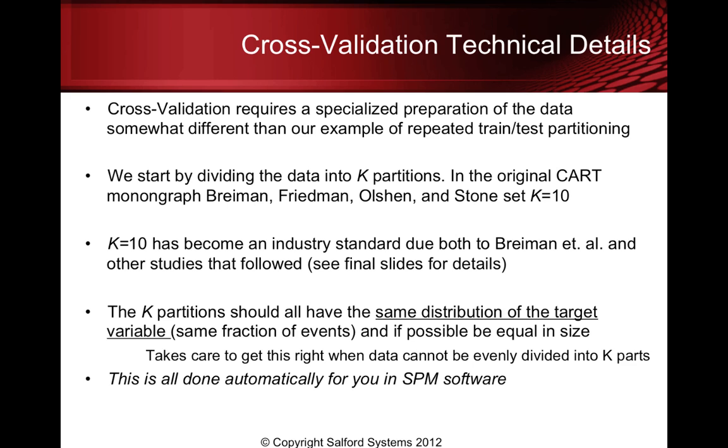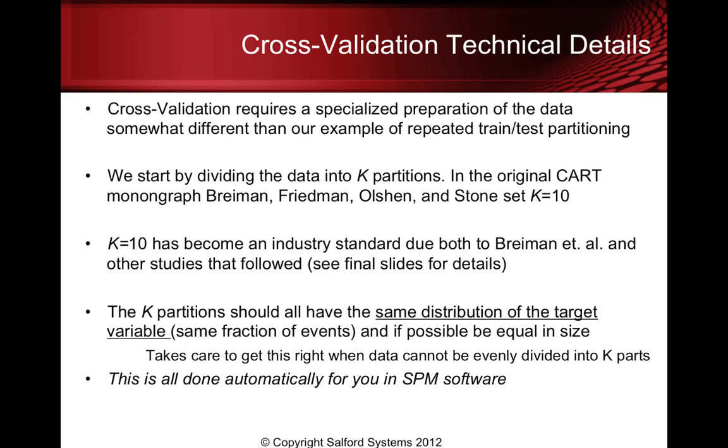So, some technical details. Cross-validation requires a specialized preparation of the data, somewhat different than our example of repeated random train test partitioning. We start by dividing the data into K partitions. In the original CART monograph, Breiman, Friedman, Olshen, and Stone set K equal to 10. K equal to 10 has become an industry standard both due to Breiman and also other studies that followed, and we mention an important one at the end of this set of slides.